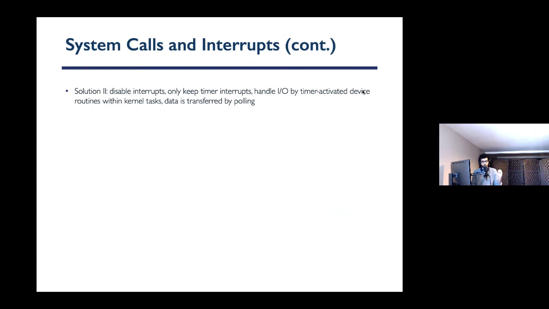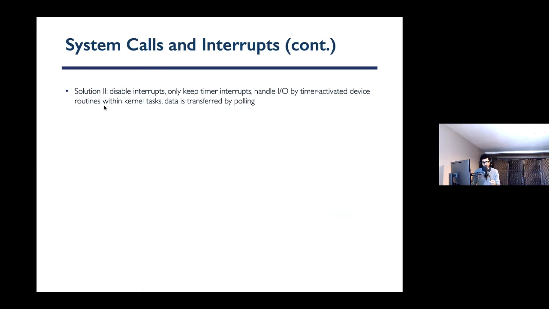be invoked by timer interrupt. So every once in a while, so you could basically schedule these, we call them timer activated device routines. So these are either kernel tasks or kernel functions. Periodically, we can call them, and they would poll the devices to see if there is any new data, right? But this is done inside the kernel. I hope that makes sense.